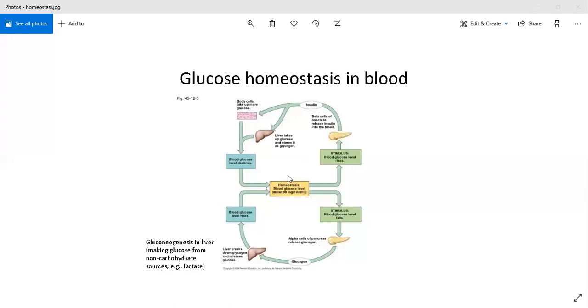So we said that this is normal blood glucose, and then there was an increase in the blood glucose, probably because you eat too much carbohydrates. You love to eat a lot of sweet things. So you have hyperglycemia. And then your pancreas detects that there is increase in blood glucose level, and then causes the beta cells to release insulin.